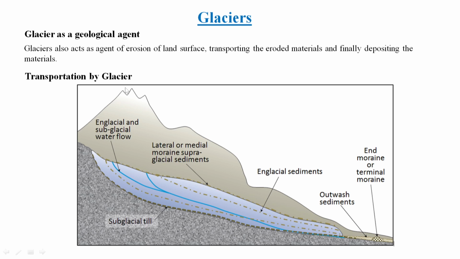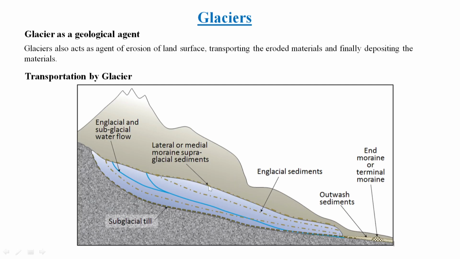So as a geological agent, a glacier also acts as an agent of erosion on the land surface, transporting the eroded materials and finally depositing them. Transportation by glacier can happen like this. You can erode material from the surface with the flow of the glacier, because the flow will pick up different kinds of particles, but it will pick up the particles or matter that is sitting at the base of a glacier.